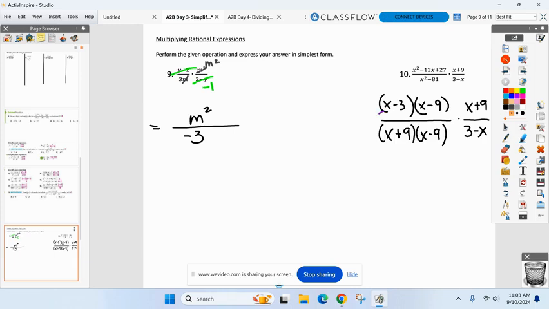Okay, so you want to do these right here? Yep. Anything else you want to tell me? X plus 9. No. I'm not comfortable just crossing those out. What did you just cross out? X minus 3, and I know that.